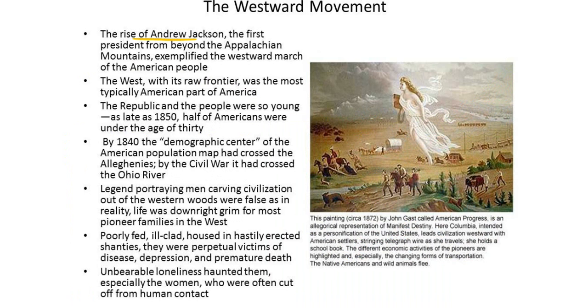The rise of Andrew Jackson, the first president from beyond the Appalachian Mountains, showed that the westward march of the American people was continuing. The West was a very raw frontier and was the most typically American part of America. The Republic and the people were very young. As late as 1850, half of Americans were under the age of 30.